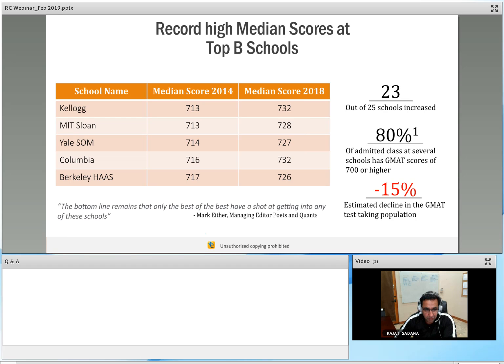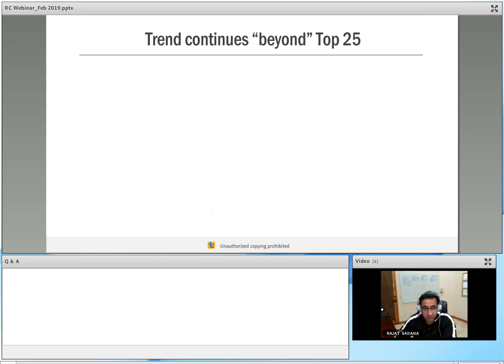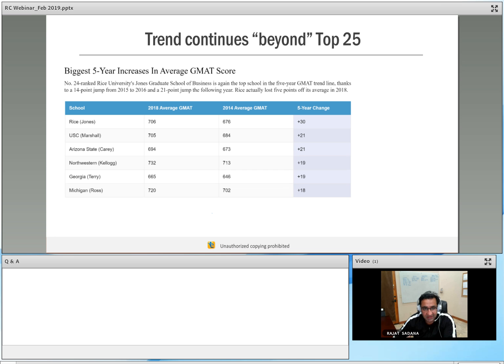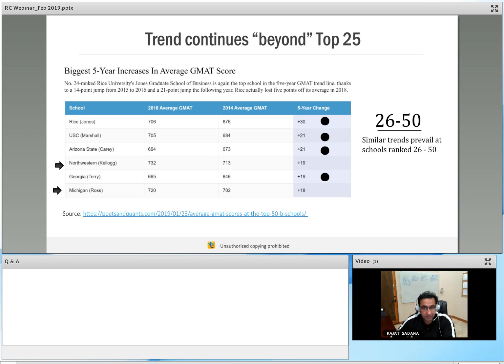Here's a quote by Mark Eitel, and he says, only the best of the best have a shot of getting into any of the top 25 schools. And this is a trend that doesn't just stop at the top 25. It actually goes beyond that. When you look at the larger median score increases over a 5-year range, what you're going to find is that out of the top 25, only 2 schools are among those with the highest GMAT score increases. Those are Kellogg as well as Michigan, but most of the other ones are not among the top 25. Yet you see that GMAT increase.